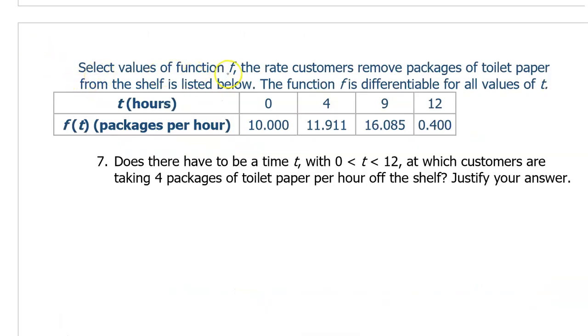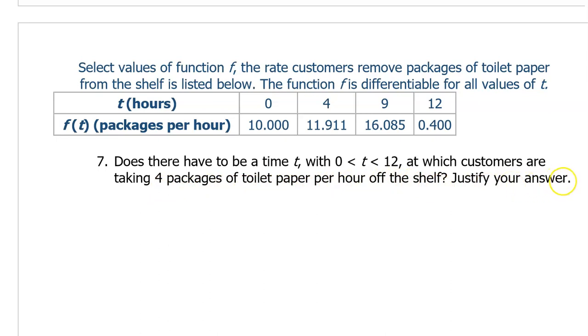Select values of function f. The rate customers remove packages of toilet paper from the shelf is listed below. The function f is differentiable for all values of t. Number 7. Does there have to be a time t on the interval from 0 to 12 at which customers are taking 4 packages of toilet paper per hour off the shelf?